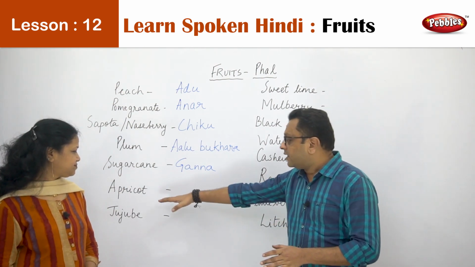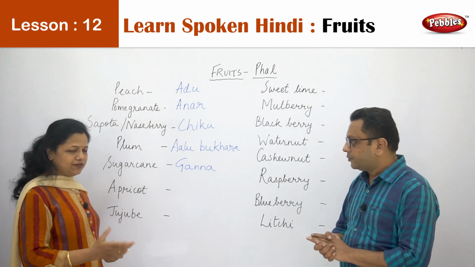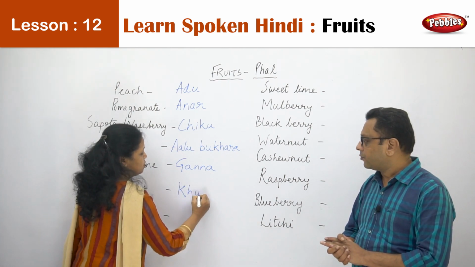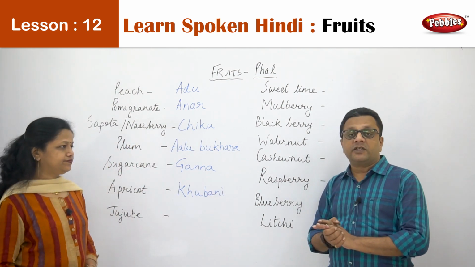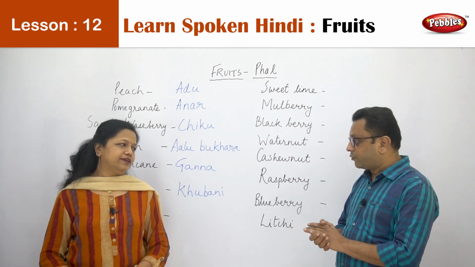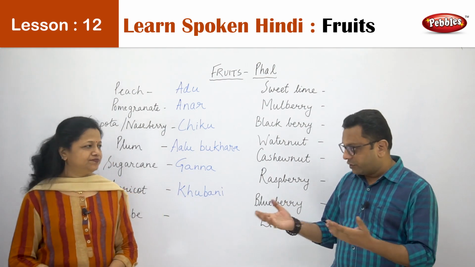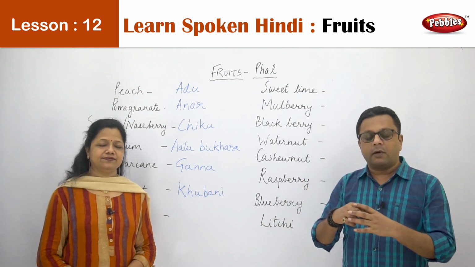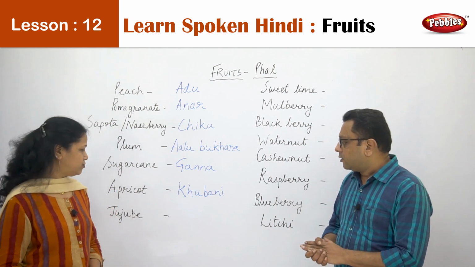Next is apricot. Apricot is not so common a fruit in India, but yes, it is available, and it is called khubani. The seeds of the apricot are famous as a dry fruit. Actually, the fruit is also very tasty, but after removing the seeds, that fruit is also dried and used. It is used more as a dry fruit.